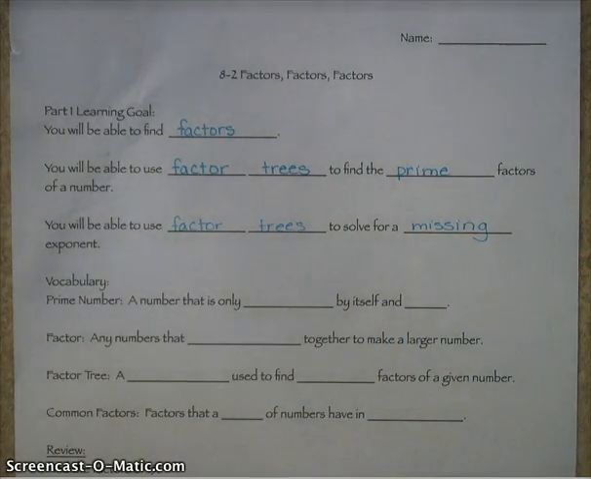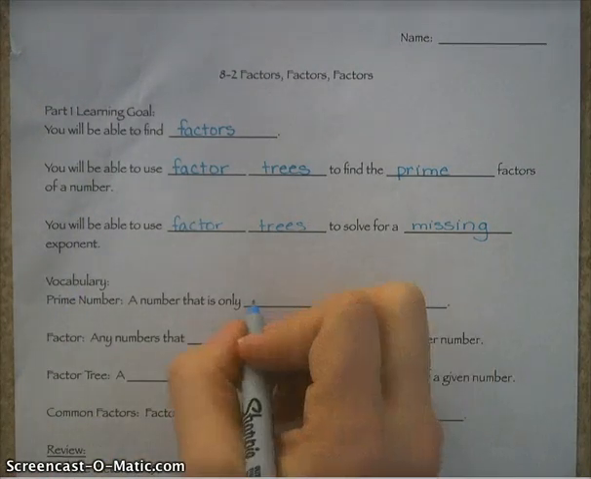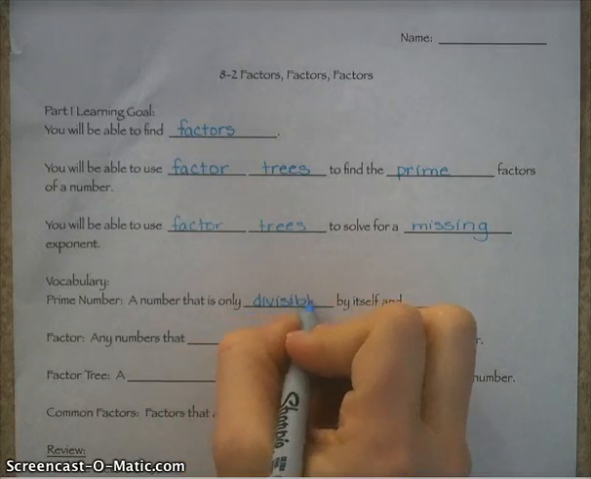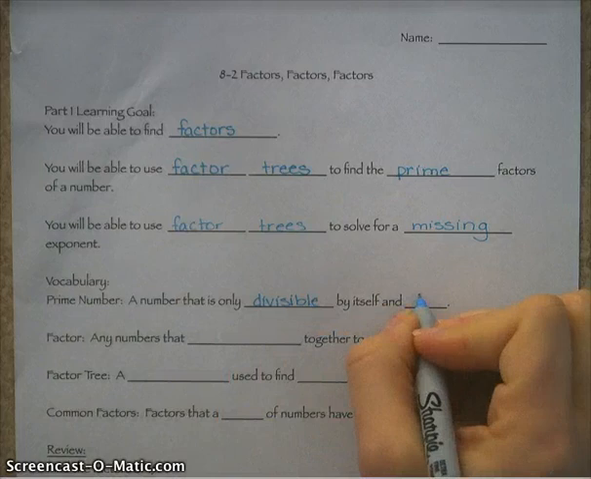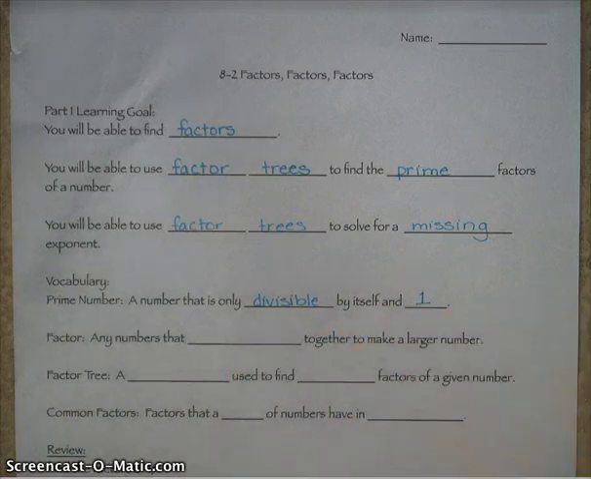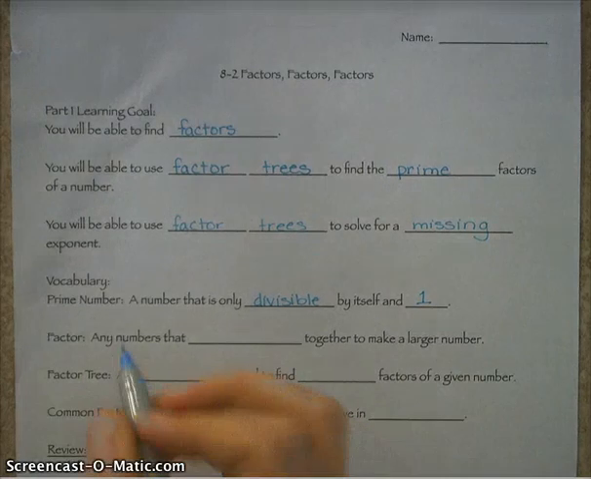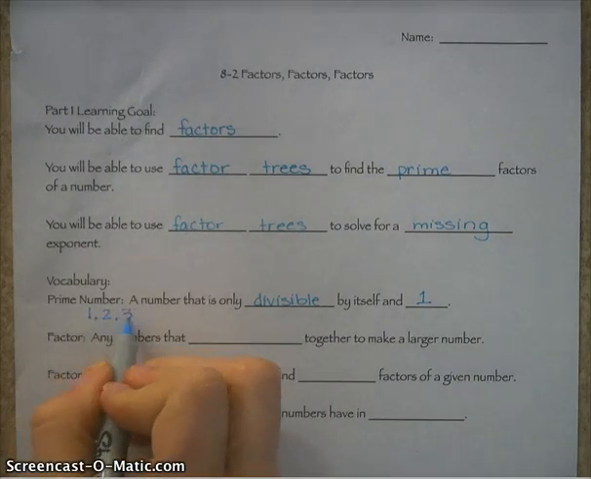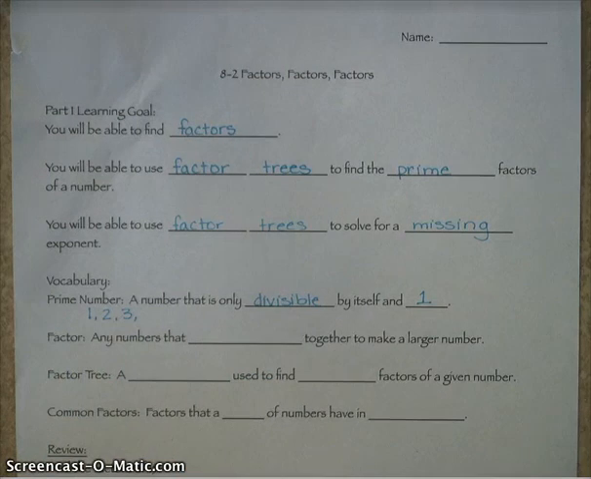So by the end of today, this is what I would like you to be able to do. Vocabulary that you need to know. A prime number is a number that is only divisible by itself and 1. So some examples: 1 is a prime number, 2, 3, not 4, because 4 is divisible by 1, itself, and also 2, and then you can keep going.